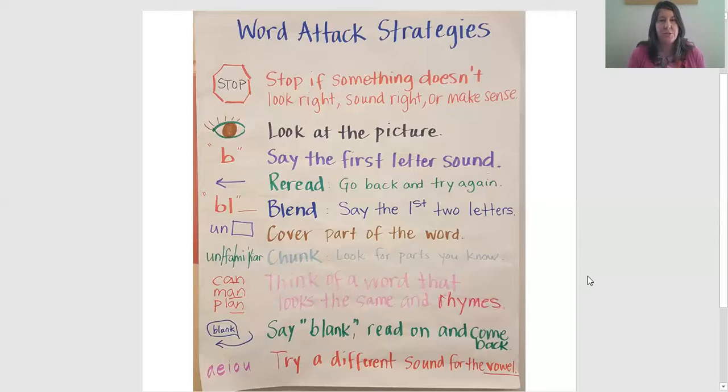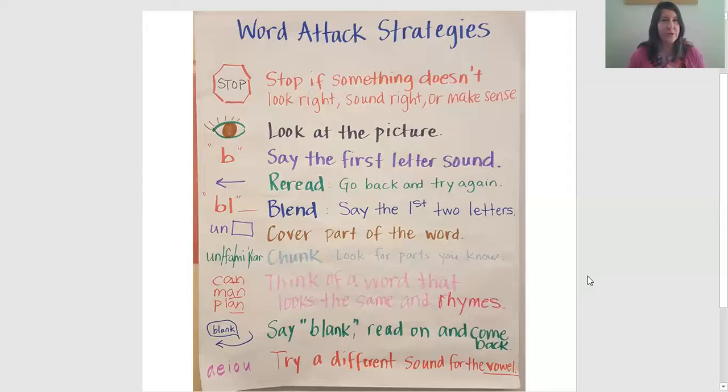The next strategy is to think of a word that rhymes, that looks the same, the word ending looks the same and rhymes with the word. So for example, if you have the word can, you can use that end part, and to help you figure out man and plan.